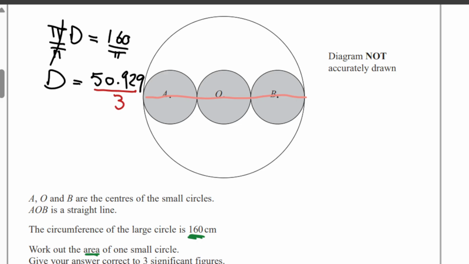we get the diameter of each smaller circle, right? Now, divide this by 3, it gives you the diameter of the smaller circle. It's going to be 16.976.